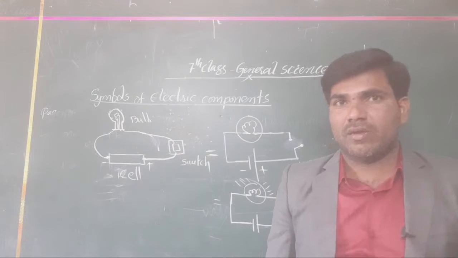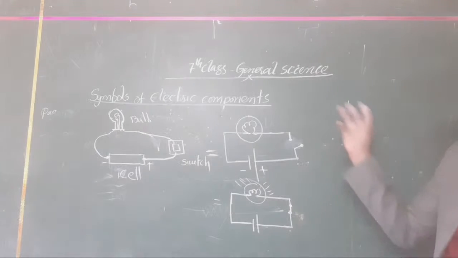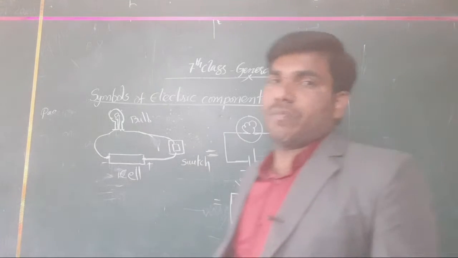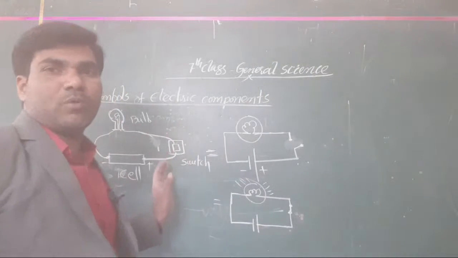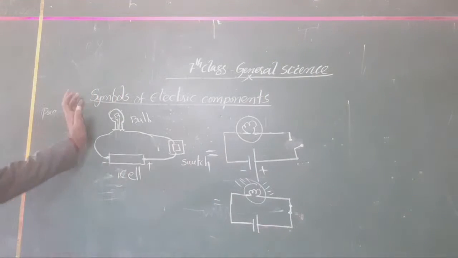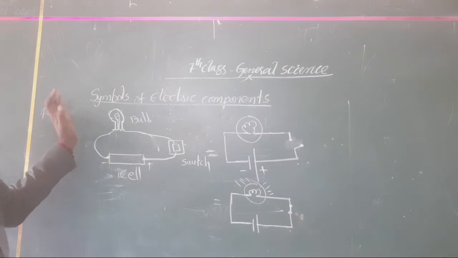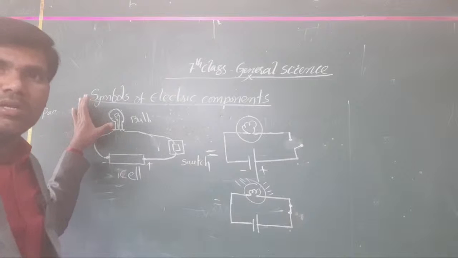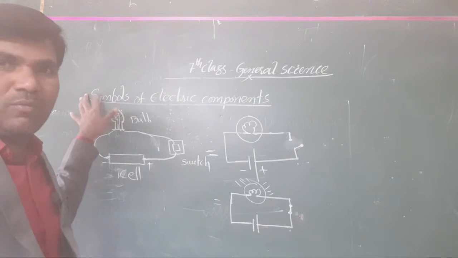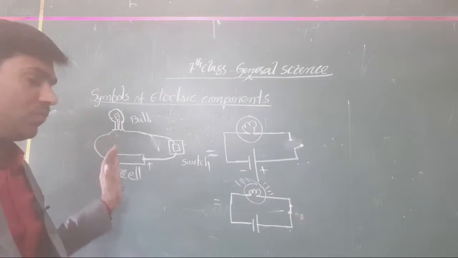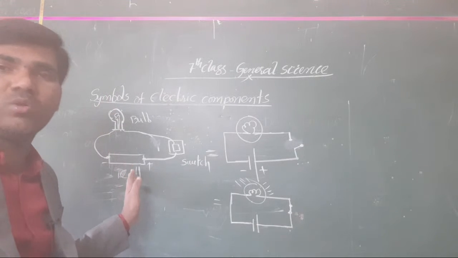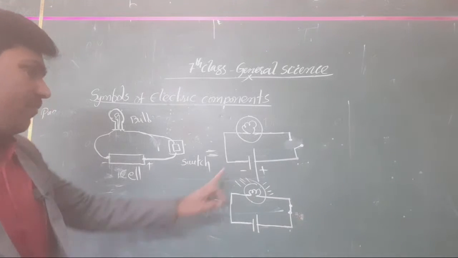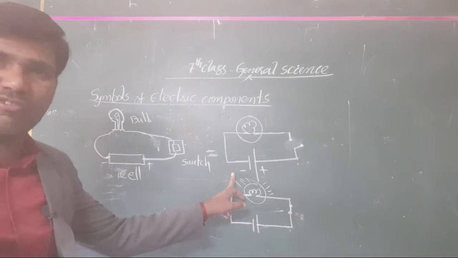Got it or not? Yes, this is all about the symbols of electrical components. I hope you got it. These are all electrical components we use in our electrical circuits. Okay, got it or not? Here it is only about the components of our electrical circuit and how they are symbolized in the electric circuit from the instruments.